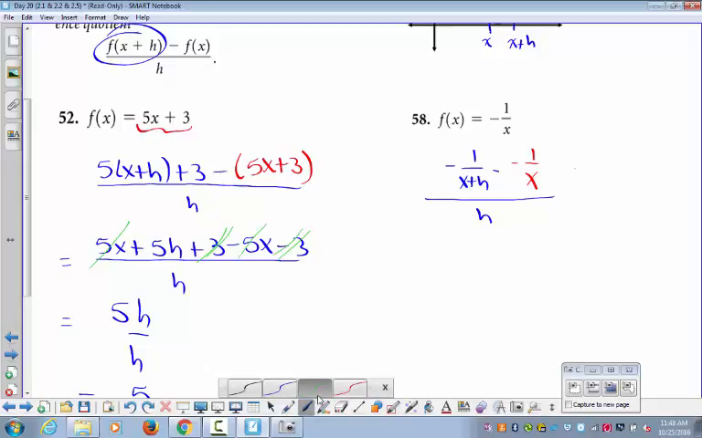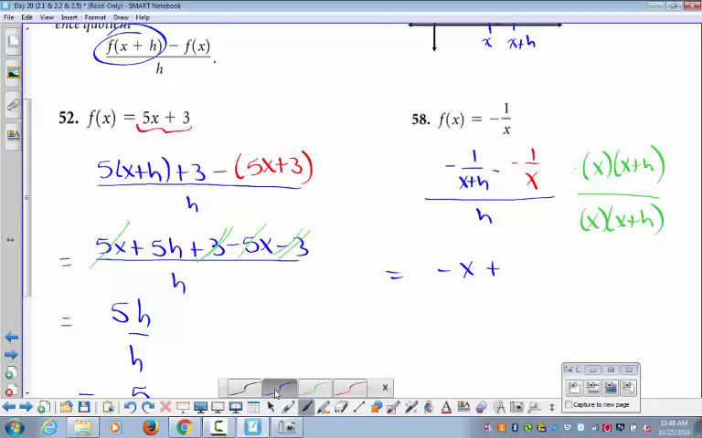To simplify this, we're going to multiply top and bottom by the common denominator, and that will simplify it. So we distribute this quantity to the first fraction. The x plus h's cancel, and we're left with minus x. We send it to the second fraction, and we're going to get a plus, the minus and minus.